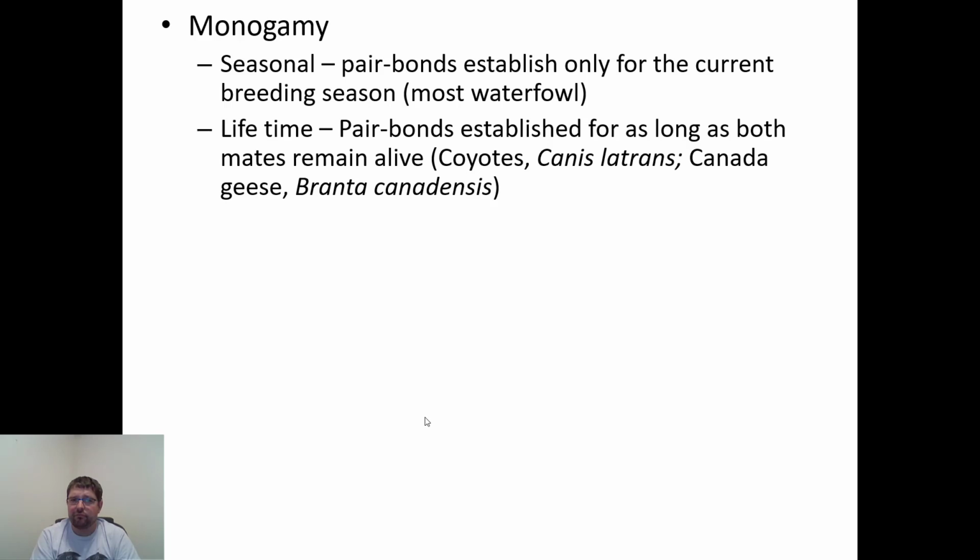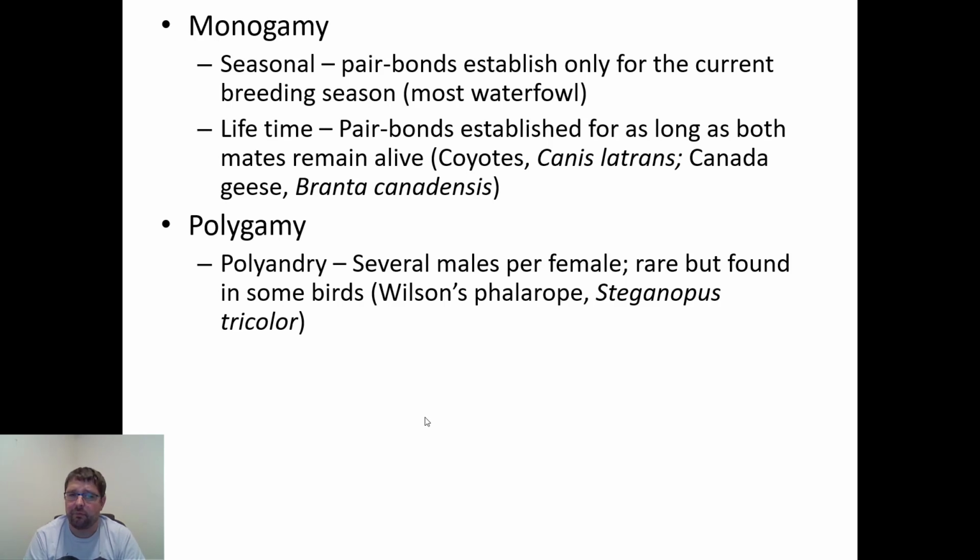And then one of the waterfowl that are most notorious for having a lifetime bond is Canada geese, or Branta canadensis. They do have lifetime pair bonds. All right, polygamy. There's two types of polygamy. There's what we call polyandry, where there are several males per female. Now, it's rare, but it's found in some birds. So, Wilson's phalarope, jacanas, a few other birds are known to exhibit polyandry.